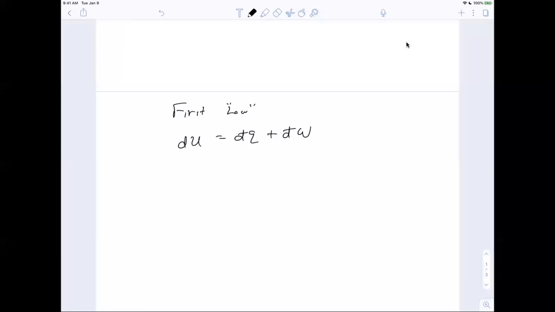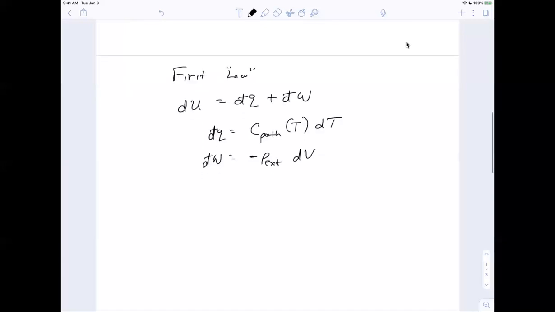Okay, and since we know that dq is a heat capacity, which is path dependent, we write that as C path, and there is a temperature dependence on that, so we can write it this way. And we know that dW in its most general form is P external times dV. And so this lends itself to suggesting that U is a function of temperature and volume if we hold N constant.